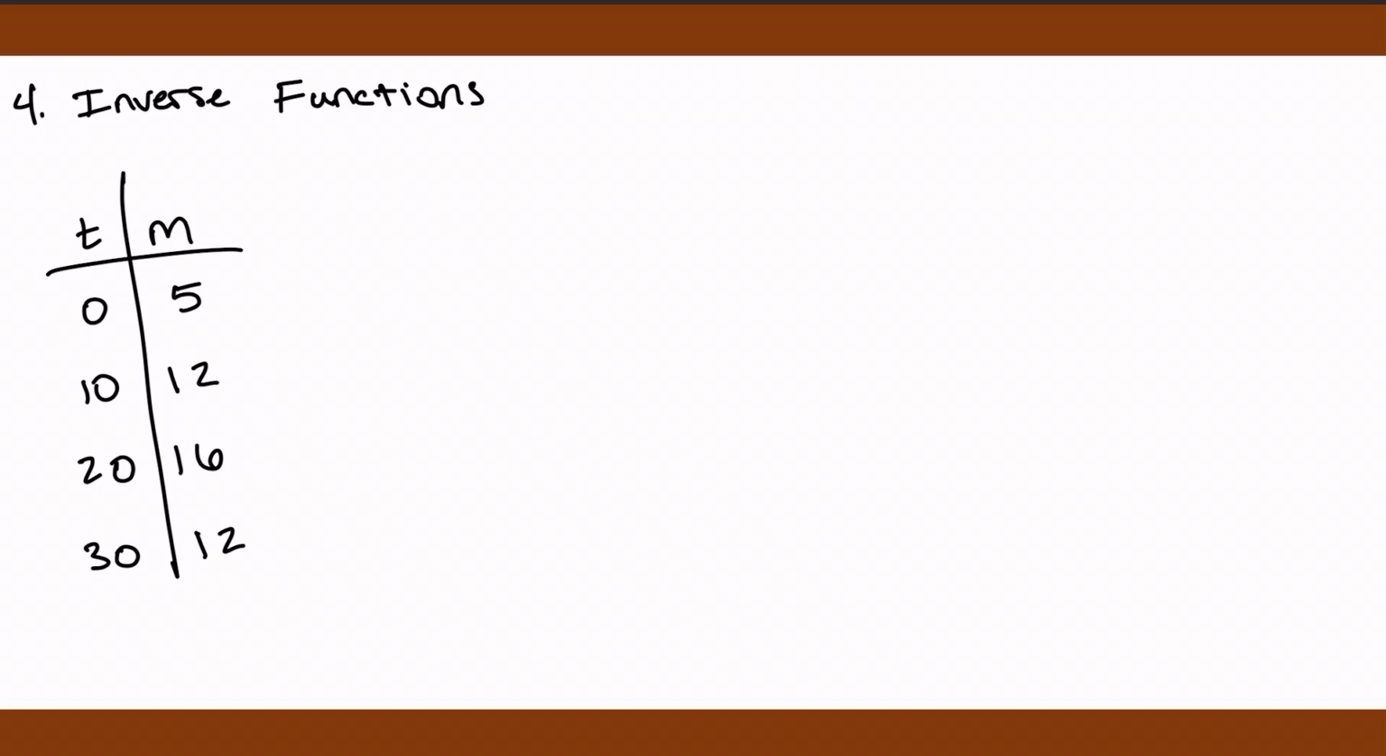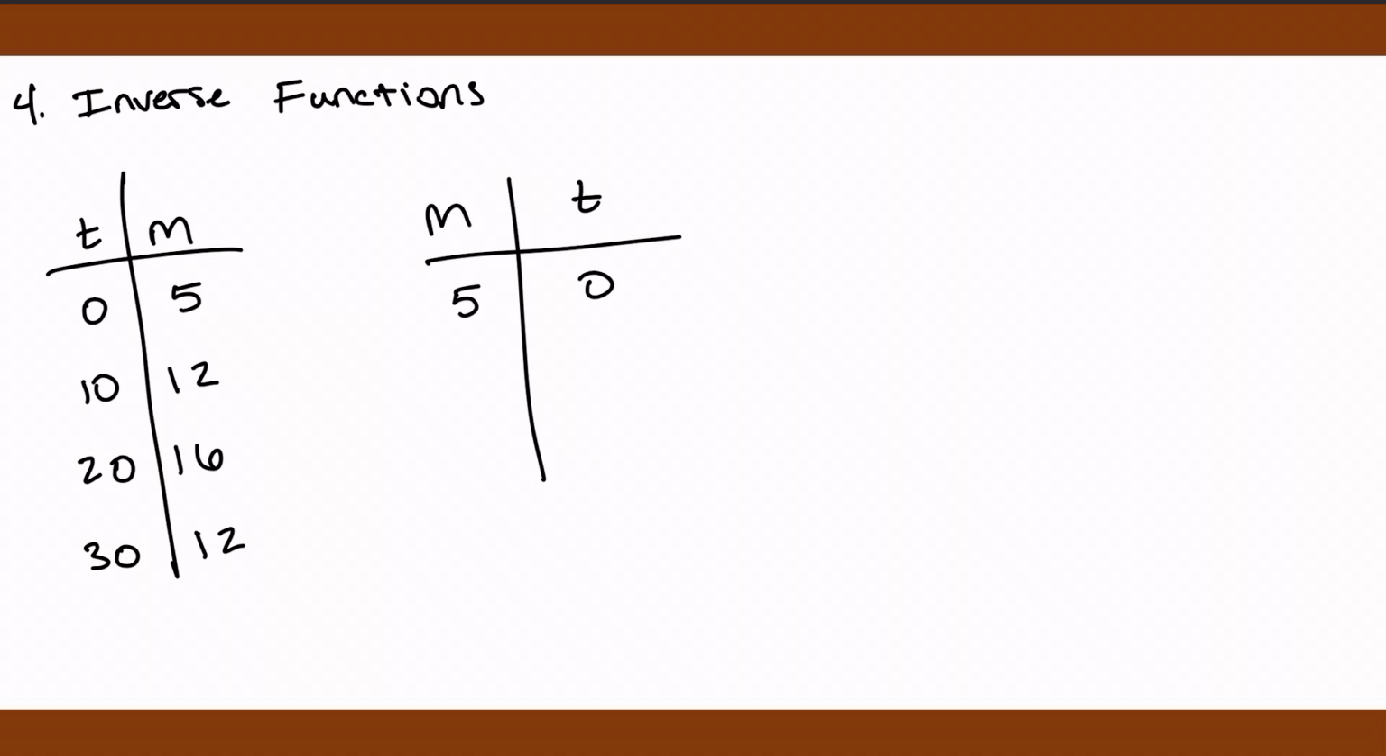Now, inverse means the inputs and outputs are switched. If I switch the inputs and outputs, now the meters are the input and time is the output. So when I am 5 meters from my house, 0 seconds has passed. That's what this table says. But now we're saying it and thinking about it in a different way. Instead of it being 0 seconds, I'm 5 meters from it.